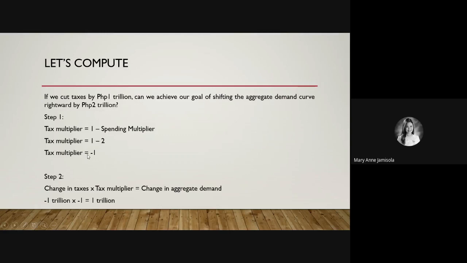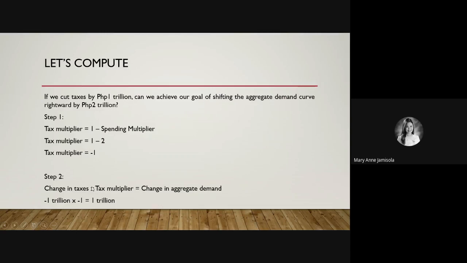Then, step 2 is to use the first formula under this category. So change in taxes times tax multiplier is equal to change in aggregate demand. So the change in taxes, the cut in taxes is 1 trillion, and that is negative. You cut it, so negative 1 trillion times the tax multiplier of negative 1. So negative times negative is a positive amount. So negative 1 trillion times negative 1 is equal to 1 trillion, positive 1 trillion.